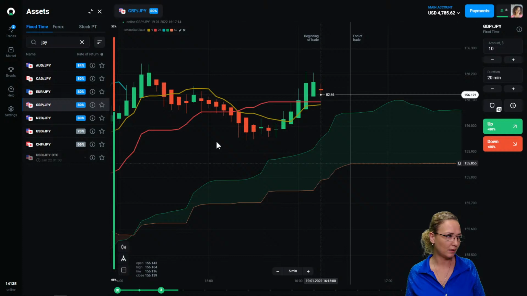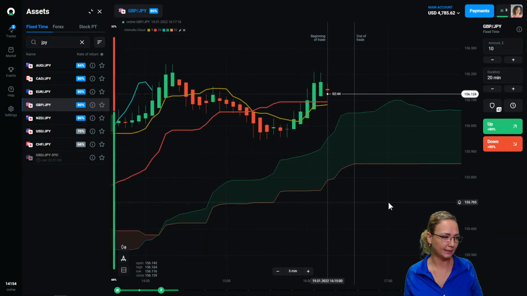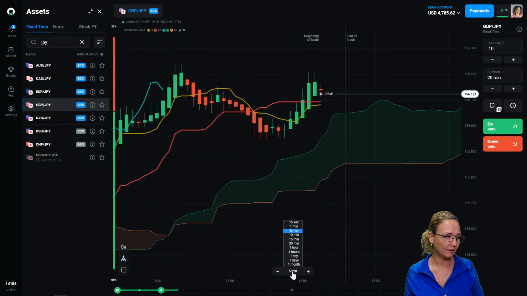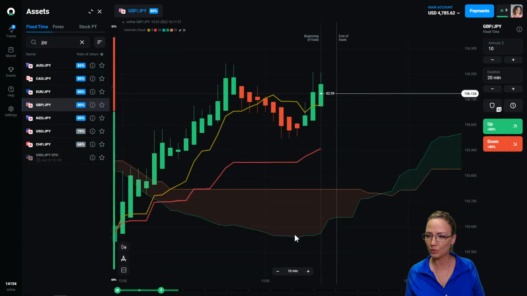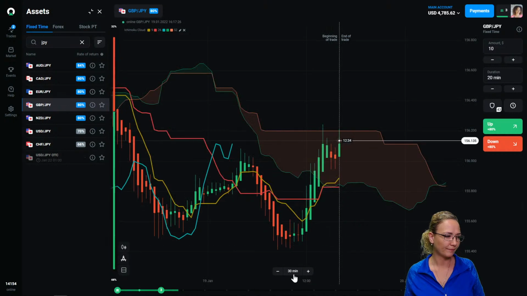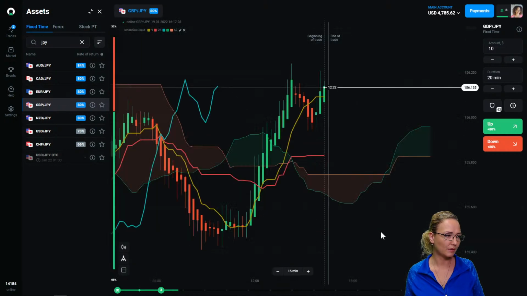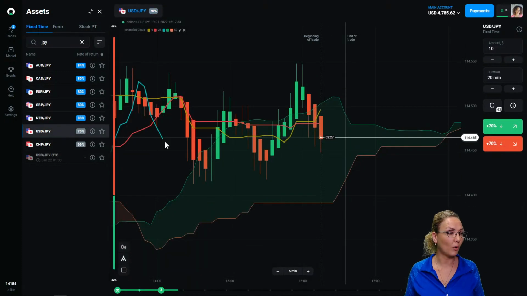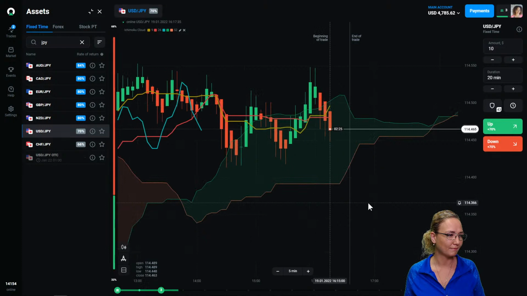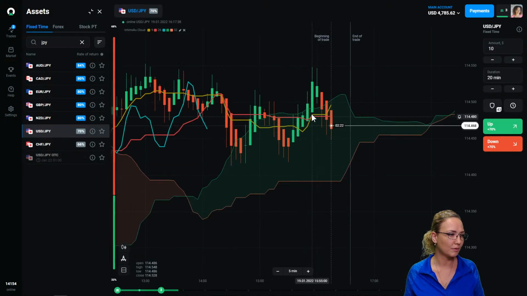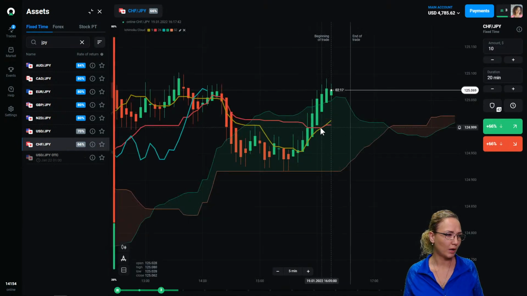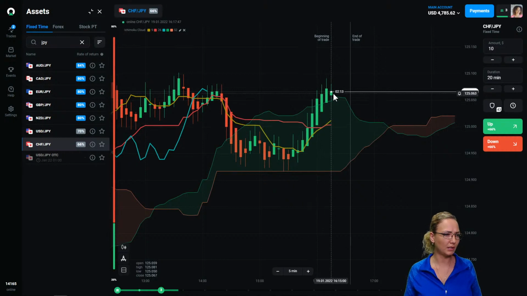Let me see GBP JPY. I haven't looked at it yet. 5-minute time frame. Let's take a peek here. 10 minutes. We're inside the cloud. No, I don't like it here. Alrighty, USD JPY. Also inside of the cloud. Did have a cross right here, but nope. CHF JPY. Well, looks like a cross right here, and it does look like the price is breaking above the Ichimoku Cloud.